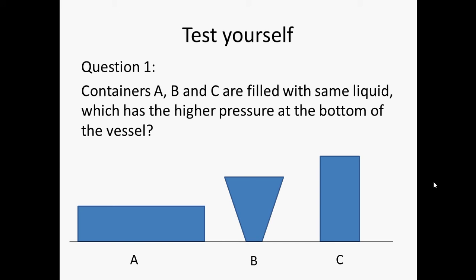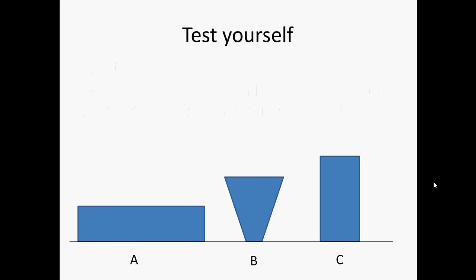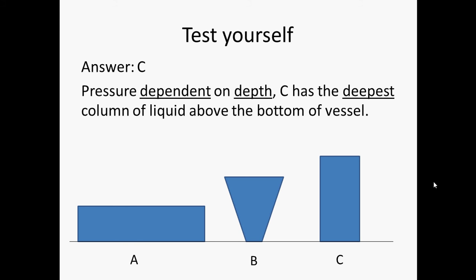Okay, so have you guessed your answer already? Okay, so the answer is C. Why? Because pressure is only dependent on depth in a fluid, and C is the deepest column in the liquid, hence above the bottom of the vessel. B is the second and A is the lowest pressure.